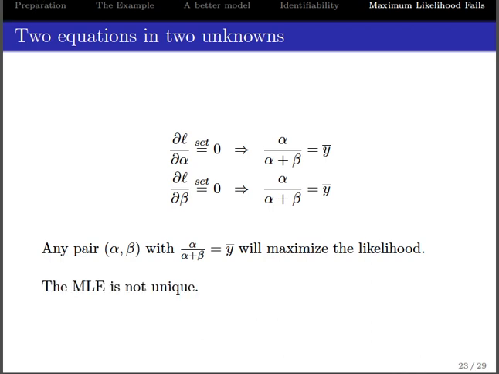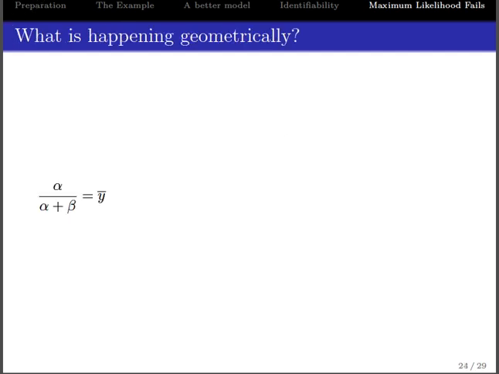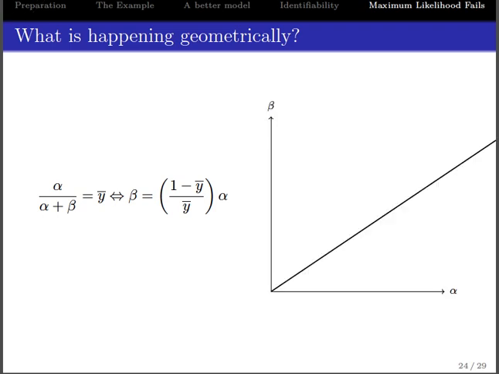That is, the maximum likelihood estimate is not unique. There's infinitely many of them. Geometrically, what do we have? Alpha over alpha plus beta equals y bar. I'll solve for beta and get that beta is equal to 1 minus y bar over y bar, that quantity times alpha, and that's the equation of a line, right? And the slope is 1 minus y bar over y bar. And it looks like this.